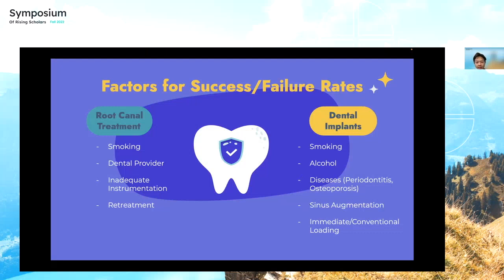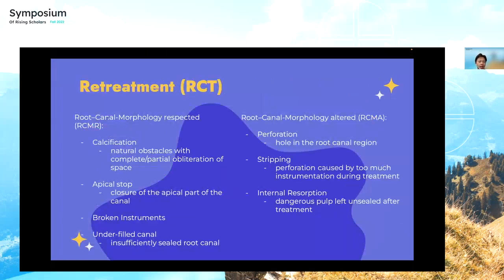But sinus augmentation and immediate loading, which I'll go into in the following slides, were very confusing because all the results were fluctuating. For retreatment, the study divided the group into the RCMR group and the RCMA group, where these definitions would fall under each group.